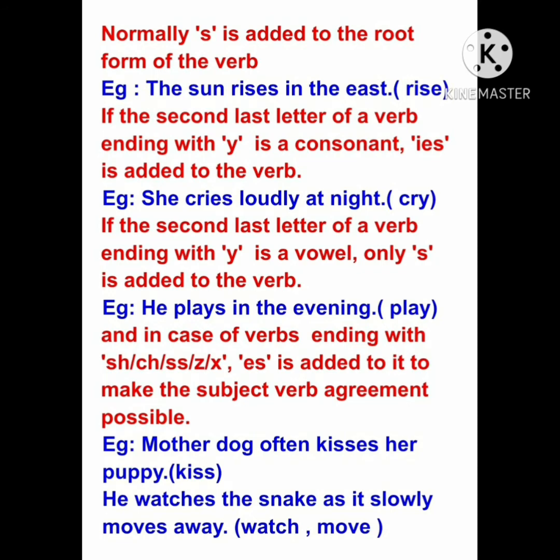For example, she cries loudly at night. Here, the root form of the verb is cry. The second last letter of the verb is r, which is a consonant. In such cases, the y will be replaced with i and es will be added to the verb to take it to the S form. Thus, cry becomes cries, with the spelling c-r-i-e-s.